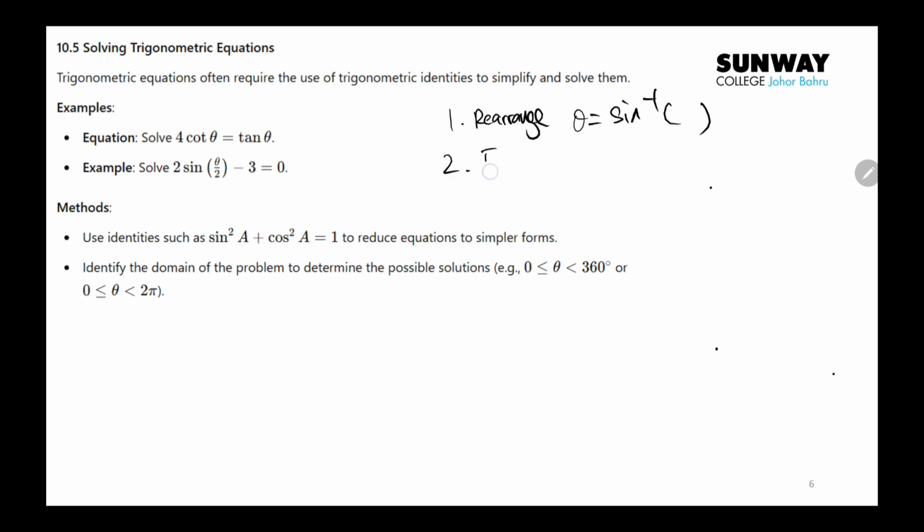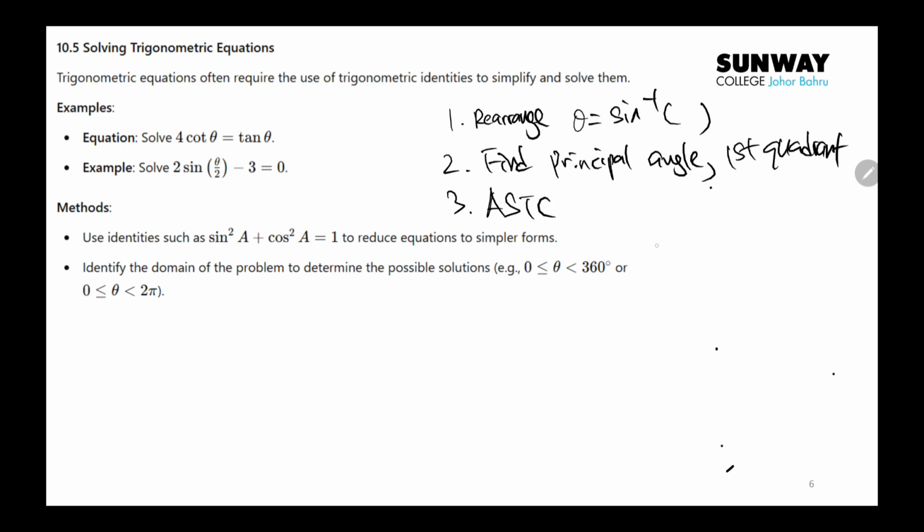Number 2, we're going to find the principal angle. The principal angle is simply the answer that is in the first quadrant. In other words, it is going to be the acute angle. Number 3, we are going to apply the ASTC diagram. And the ASTC diagram follows the following pattern. It is always like that: pi minus theta, pi plus theta, as well as negative theta, or 2 pi minus theta.